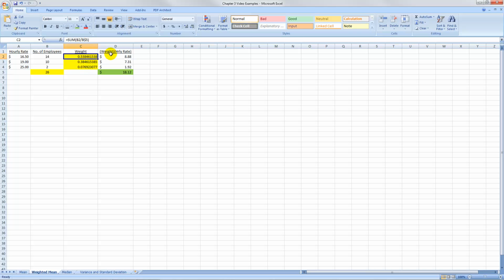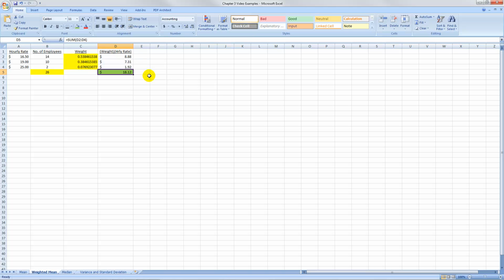Then we take the weight times the hourly rate. So the weight is here and the hourly rate is here. So when we multiply these two numbers together, we get $8.88. 19 times the weight is $7.31. And 25 times 0.0769 is $1.92. And when we add these up, we get the weighted hourly rate. Now, when the company estimates its hourly labor rate, it uses this weighted average of $18.12.